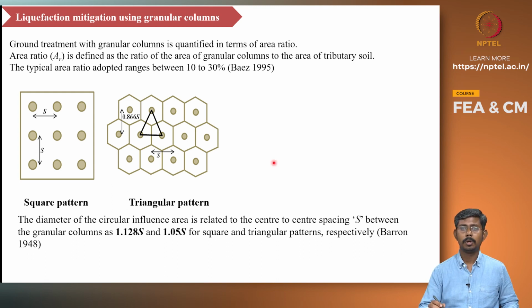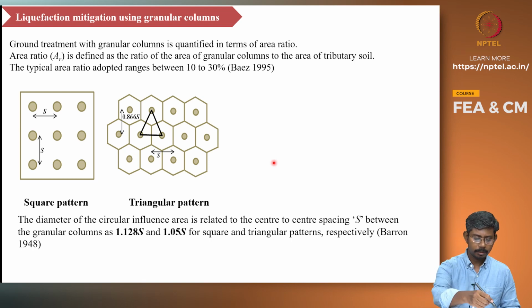The typical area ratio adopted for granular column treatment: area ratio is defined as the ratio of area of granular columns to that of the surrounding soil, the tributary soil. So usually the granular columns are installed either in a square pattern or in an equilateral triangular pattern. The typical area ratio ranges between 10 to 30%. So the columns can be seen here, of circular shape, and the intermediate region is made of the native soil into which the columns are installed.